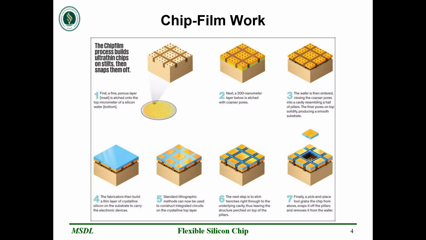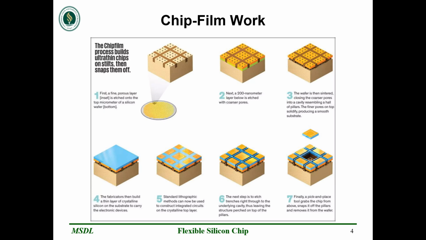Now, step 4. The fabricators then build a thin layer of crystalline silicon on the substrate to carry the electronic devices. We move forward to step 5. What's step 5? It involves the process of lithography. The standard lithography methods can now be used to construct integrated circuits on the crystalline top layer. We move to step 6. The next step is to etch the trenches right through to the underlying cavity, thus leaving the structural bridge on top of the pillars.